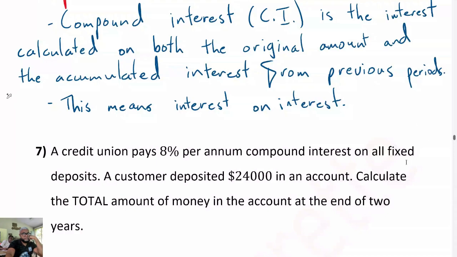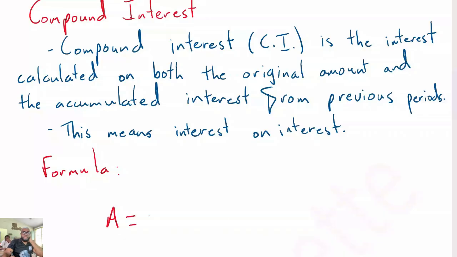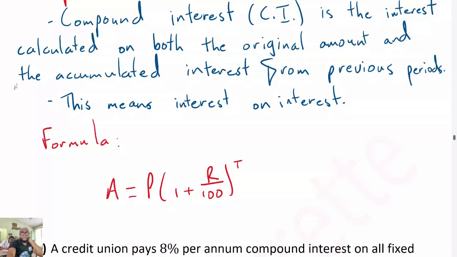Okay, so we have some formulas, right? Formula A, which means the total amount, is going to be equal to P, which is your principal, times 1 plus R, which is the rate over 100, to the power of time. This gives you a total amount at the end of a given period, right?